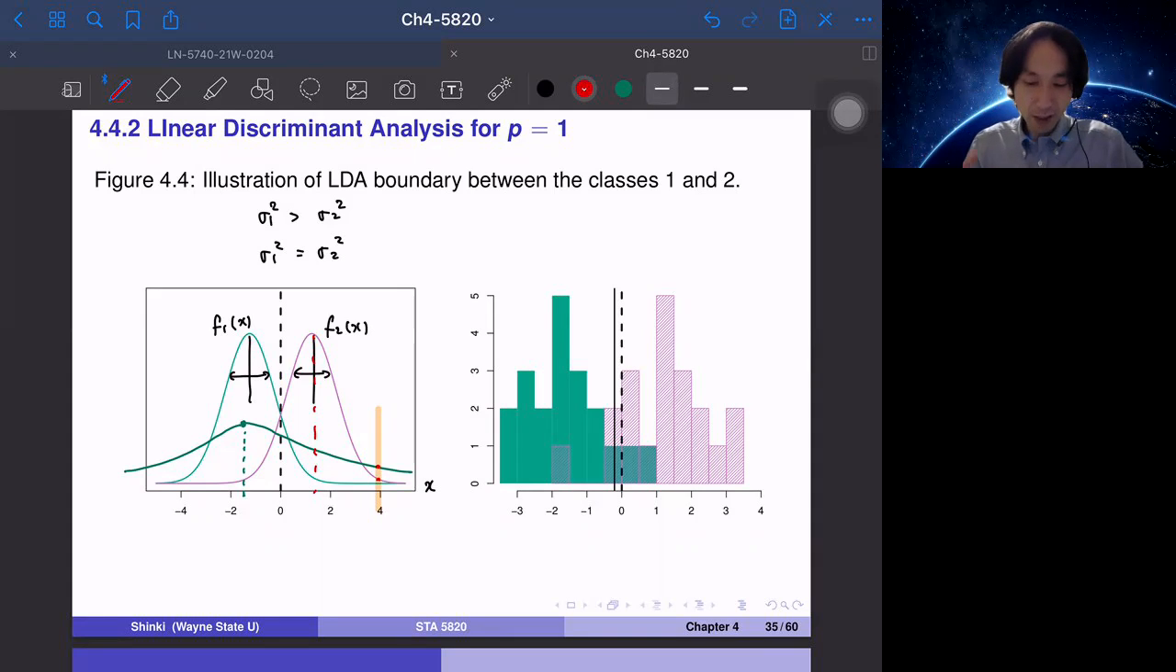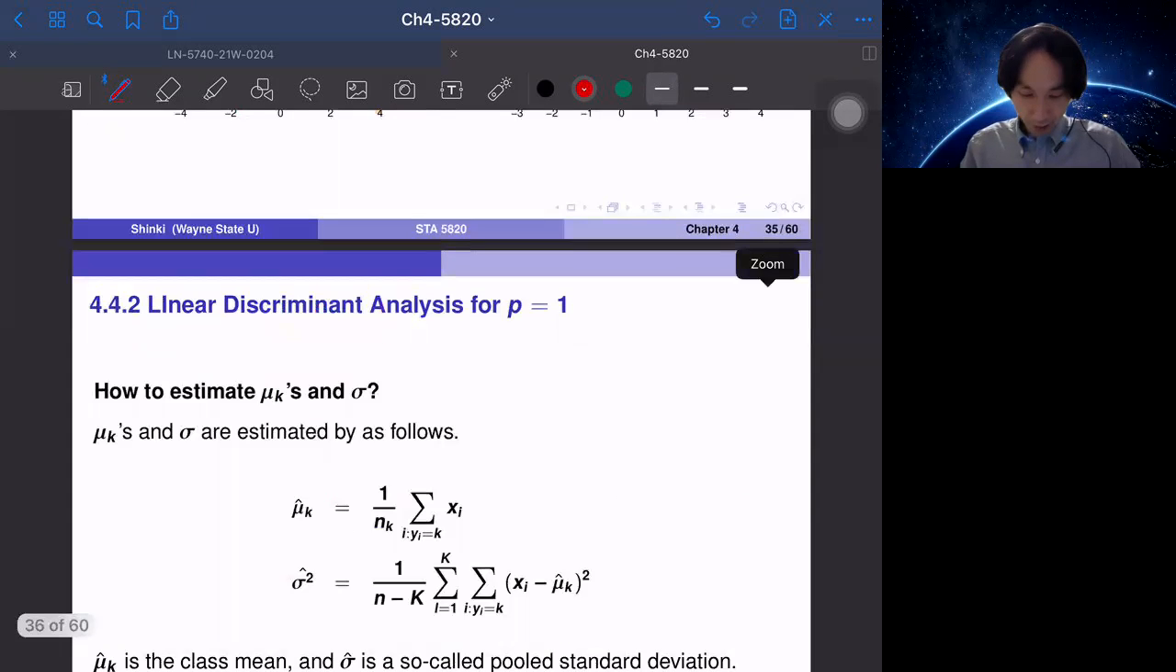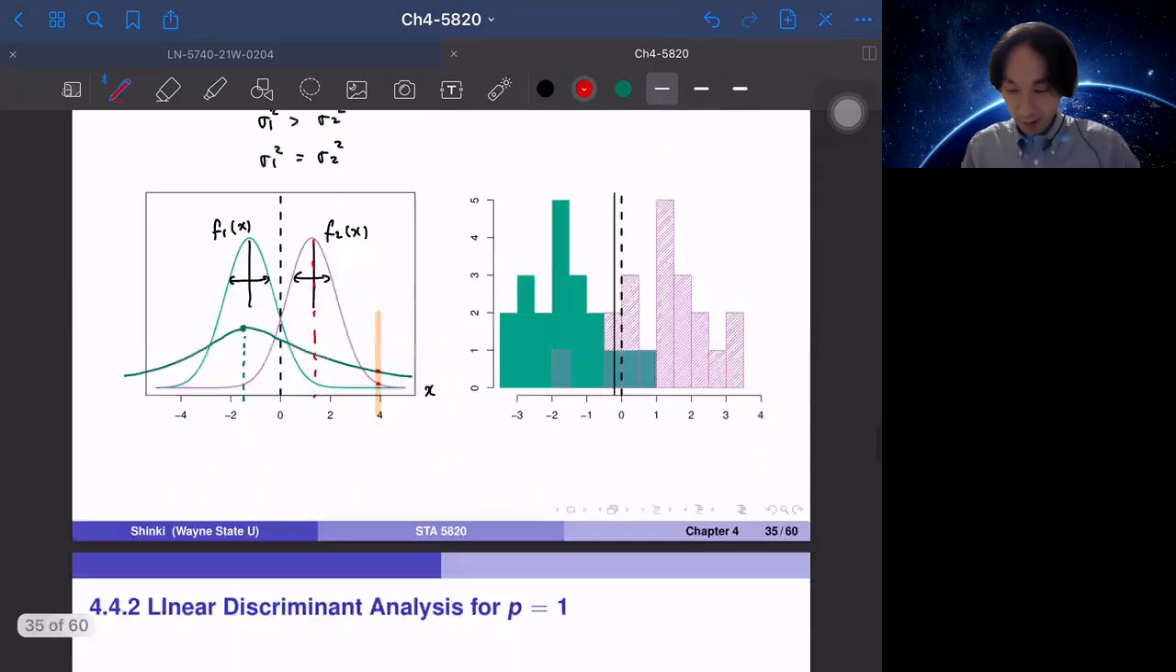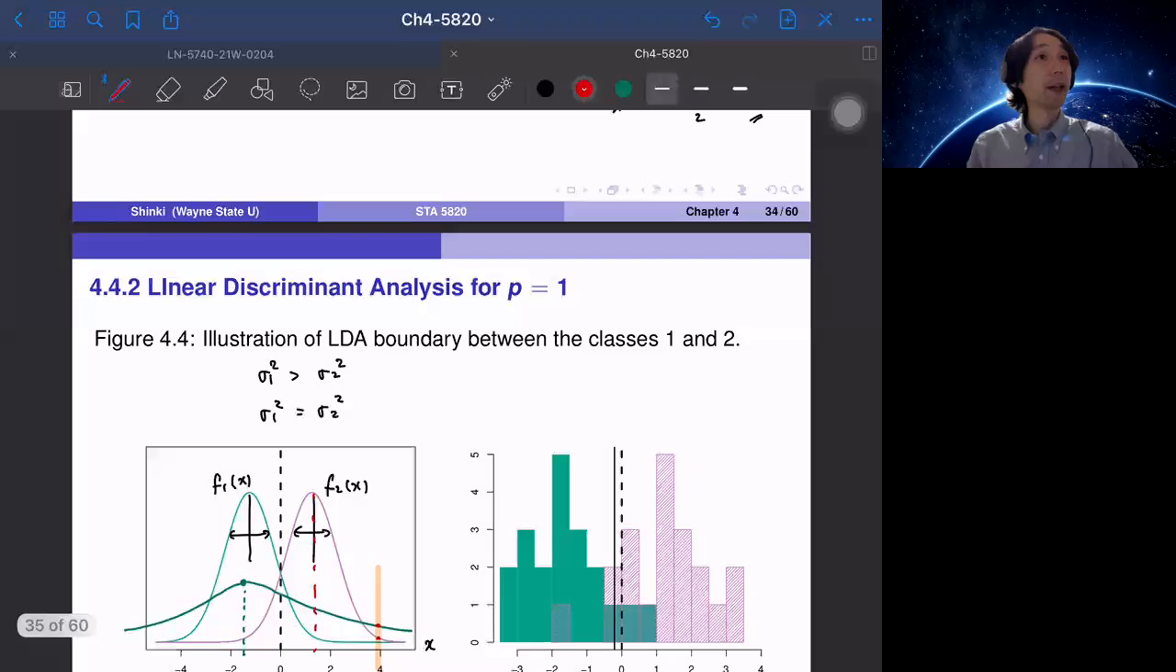So sigma 1 equal to sigma 2 is often an appropriate and good restriction. So that is linear discriminant analysis. Next time we will continue to discuss linear discriminant analysis further.